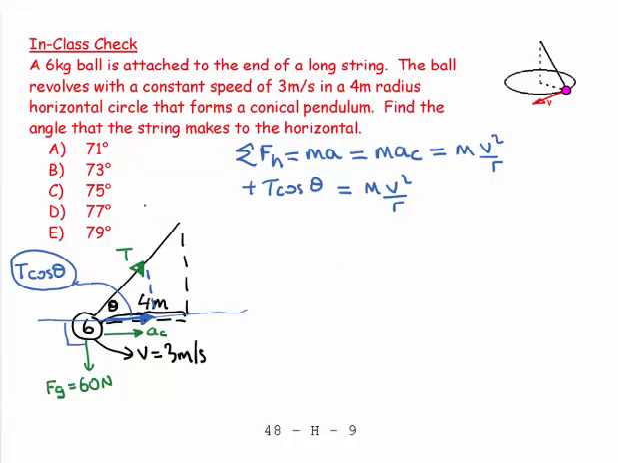Okay, so let's substitute in what I know. So plus, well, I actually don't know T, so let's leave that. And I actually don't know cosine theta, so let's leave that. Is equal to m, 6, v, which is 3 squared, over the radius, which is 4. Well, okay, that's 6 times 9 over 4, which is 1.5 times 9, which is 13.5.